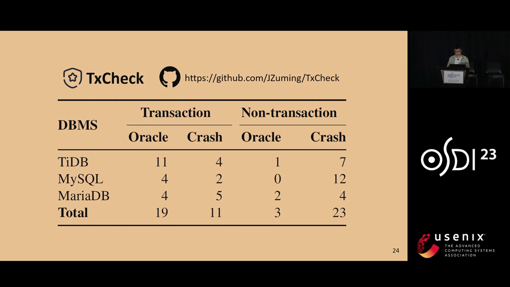We implement this idea and approach in an open source tool, TxCheck, and this is the GitHub repo of TxCheck. We use TxCheck to test the 3 database management systems mentioned before, and we have found 56 bugs in these database management systems. Among them, 30 bugs are found in transaction execution, and 19 of them are found by our oracle.